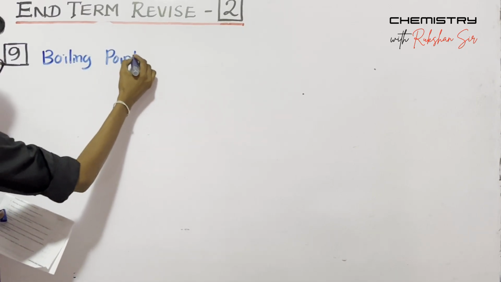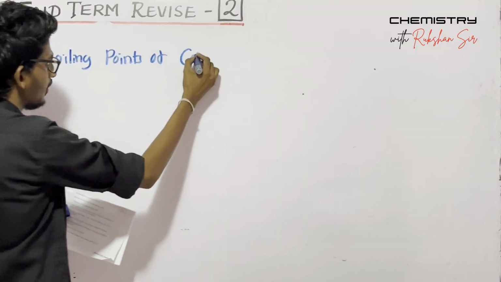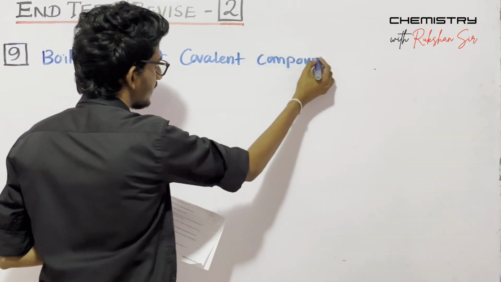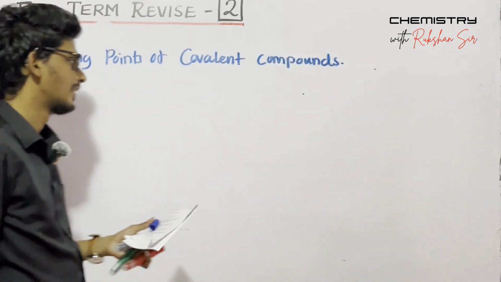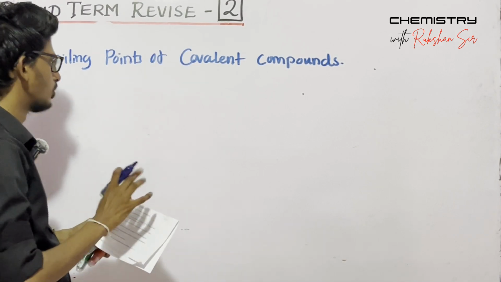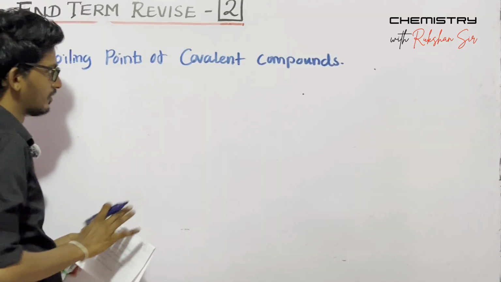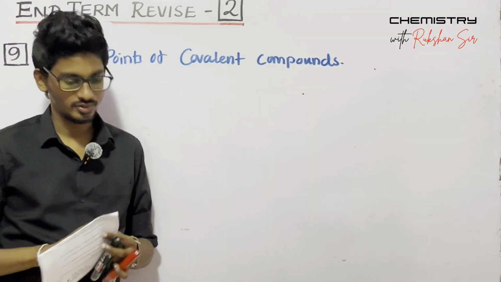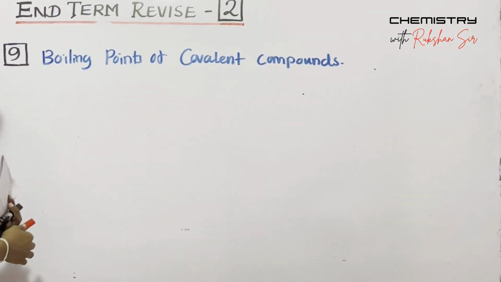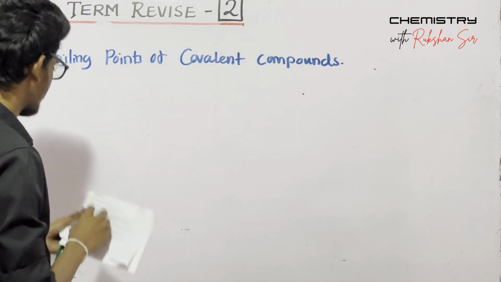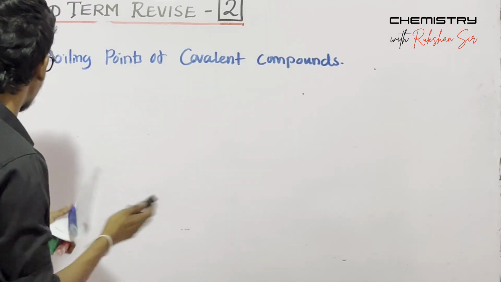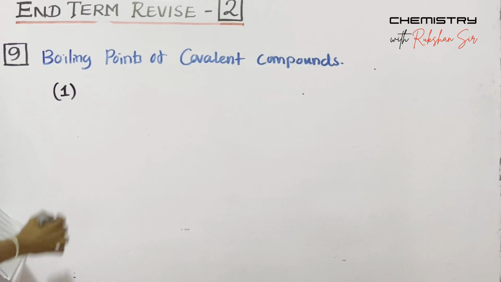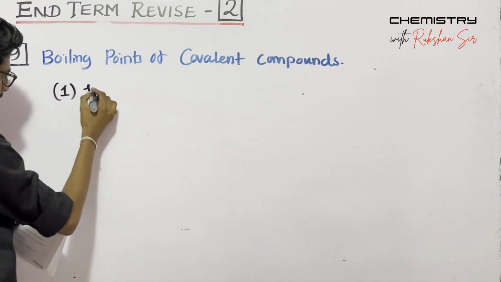Boiling points of covalent compounds. HF and HCl both are covalent compounds, so we need to apply the rules related to the boiling points of covalent compounds. There are two factors affecting the boiling points of covalent compounds. Number one is the molecular weight.